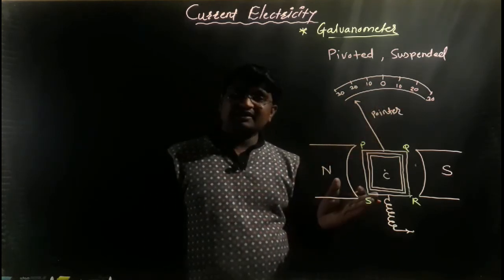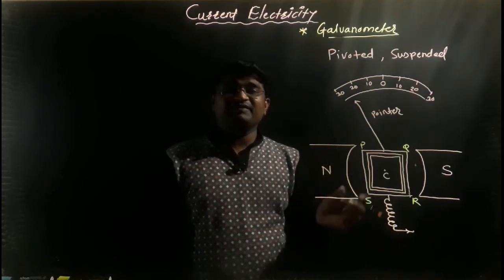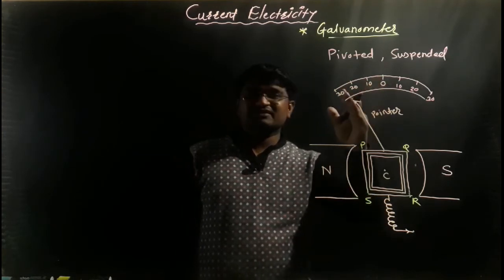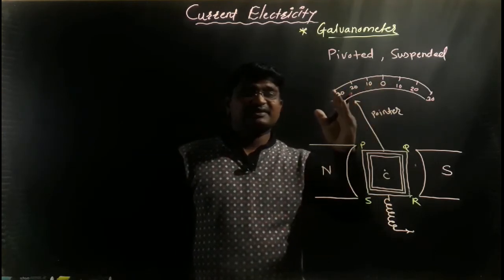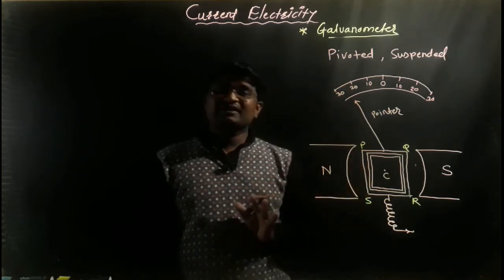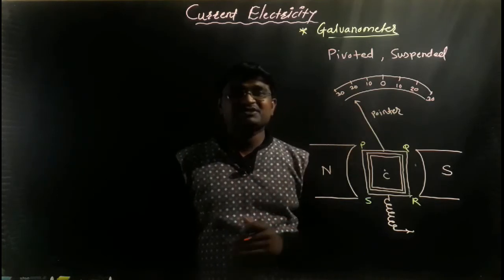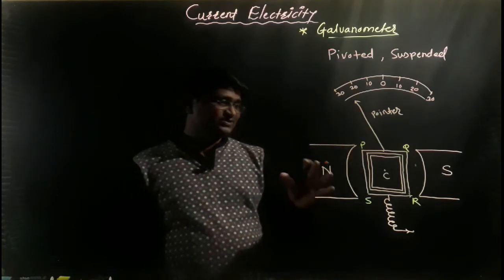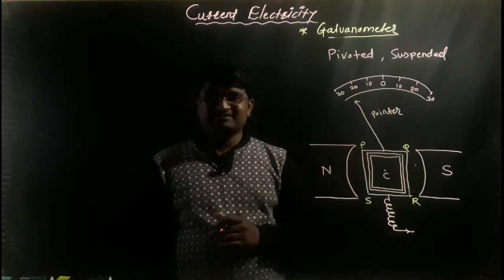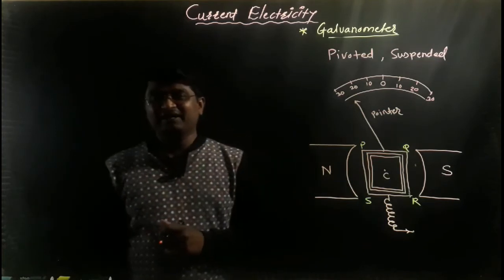If electric current passes again, the spring will be twisted. The amount of electric current passing decides how much the spring twists, and this shows a particular reading. We can easily measure the amount of current passing through the galvanometer with the help of this scale and this pointer. So this is the easy construction of a galvanometer, and with it we measure a very small amount of electric current.